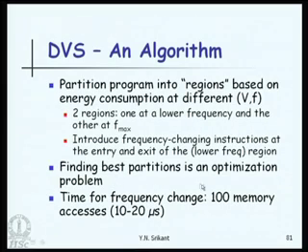Finding the best partitions in this fashion is an optimization problem. We need to factor in the frequency change timing. It may need 100 memory accesses, 10 to 20 microseconds, depending on the processor's frequency. In order to perform this change, I already mentioned that this is due to the voltage regulator and its capacitances.